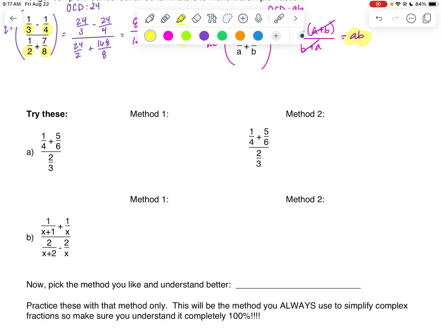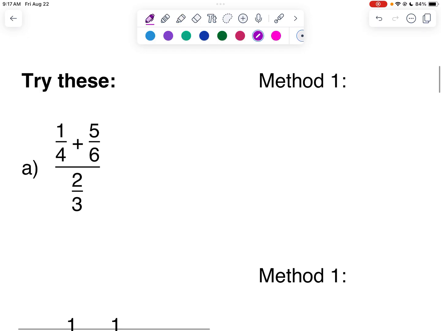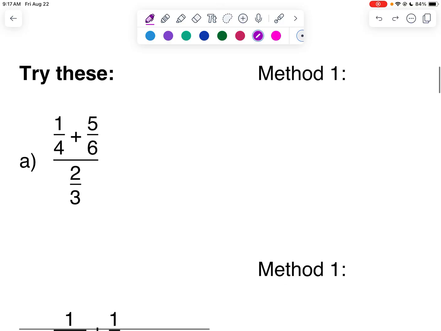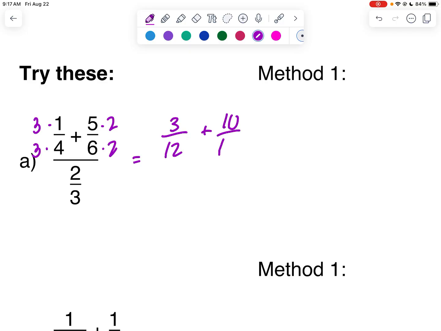Okay. Let's go ahead and do it. Let's do, I'm going to try method 1 for this guy. Same exact thing. Method 1 is finding common denominators all the way out. All right, my common denominator for my numerator fractions is 12. So I'm going to multiply by 3 on one side and by 2 on the other. So we get 3 over 12 plus 10 over 12 all over 2 over 3. We get 13 over 12 over 2/3.